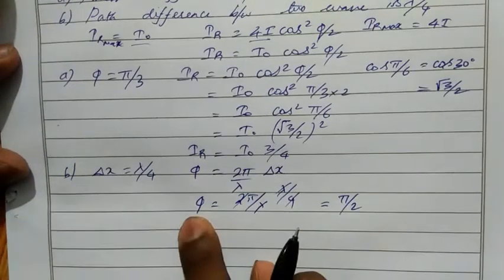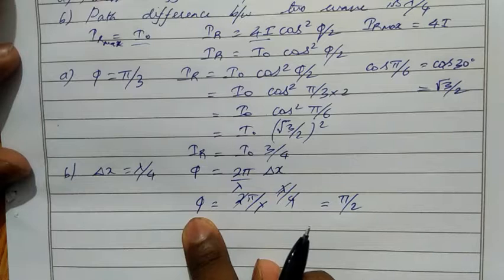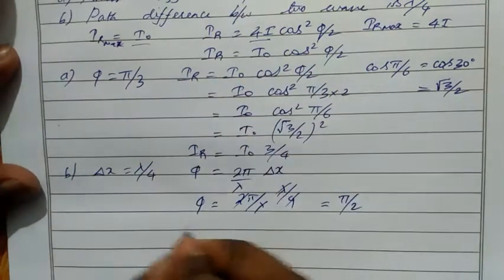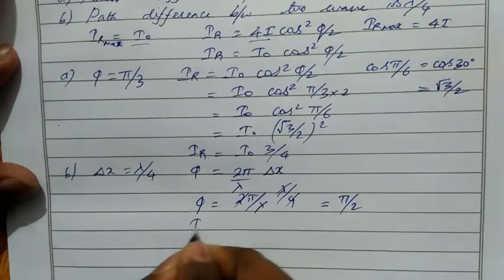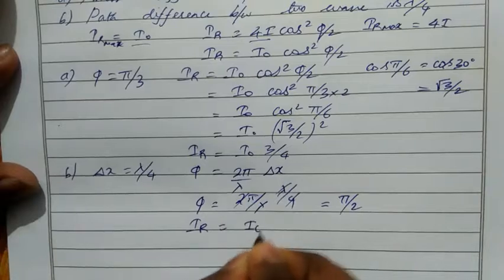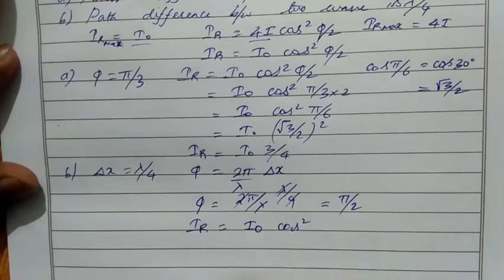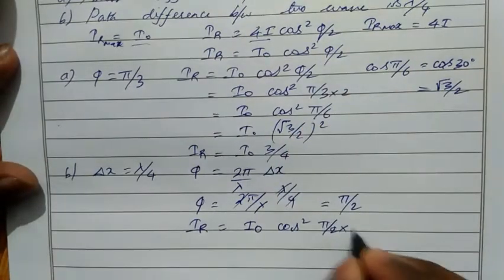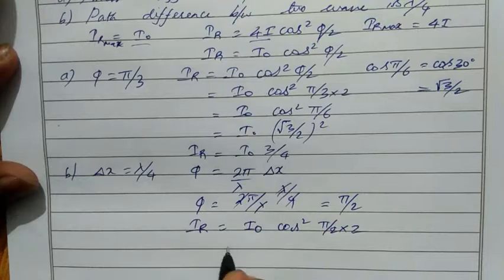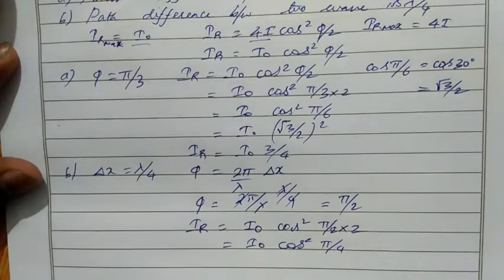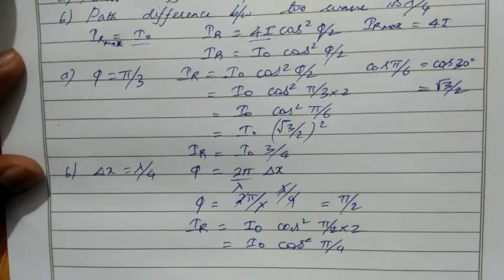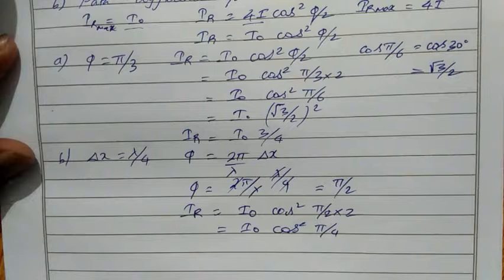Substitute the phi value in the maximum intensity equation, that is in this equation. So IR equal to I naught cos square, instead of phi substitute pi by 2. Pi by 2, here also we have 1 by 2 into 2. We get I naught cos square pi by 4. So pi is 180 degree, then 180 by 4 is 45 degree.